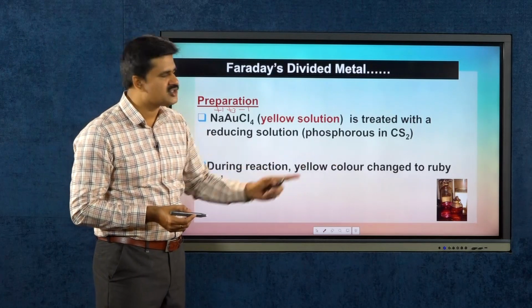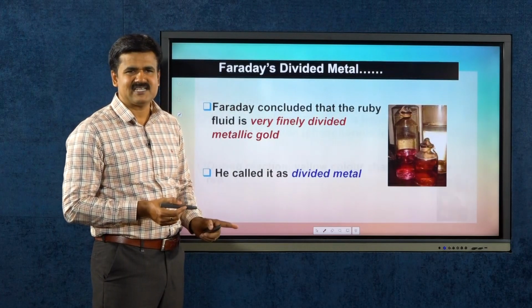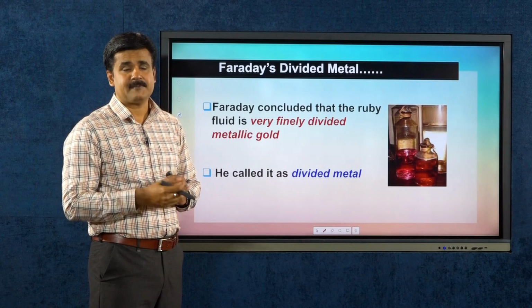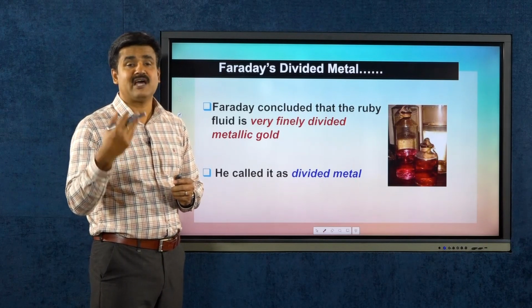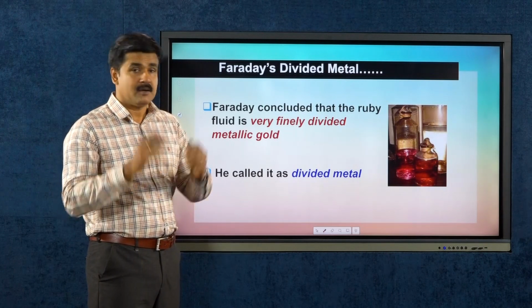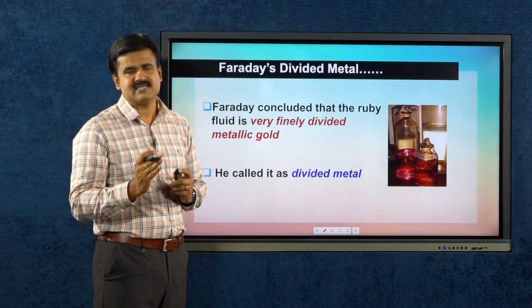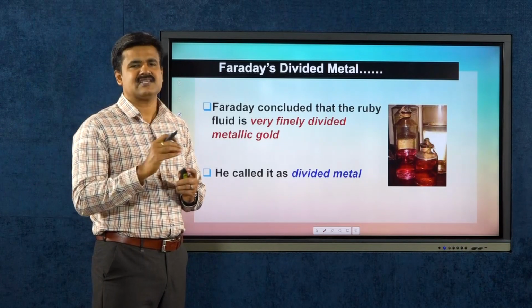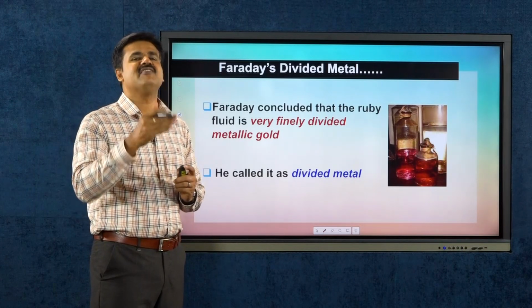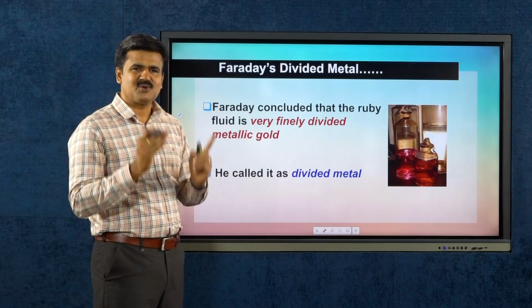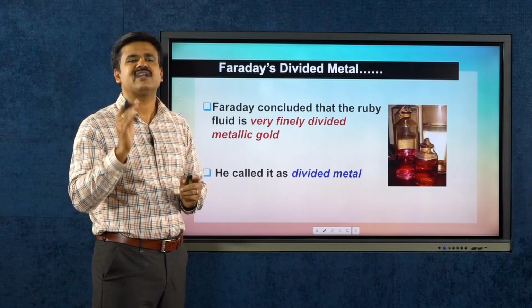That ruby red solution is known as divided metal. Faraday concluded that the ruby fluid is very finely divided metallic gold. At the time of Michael Faraday, there is no term nano or nanotechnology or nanomaterial science, but Faraday was very strong in his belief that these particles are obtained by dividing the bulk of gold. So, he called the solution divided metal or divided metallic gold.